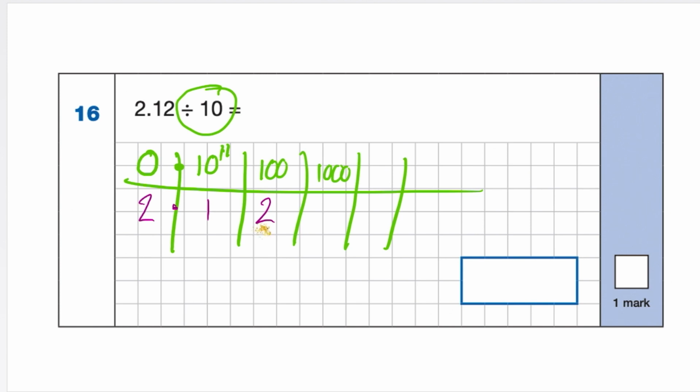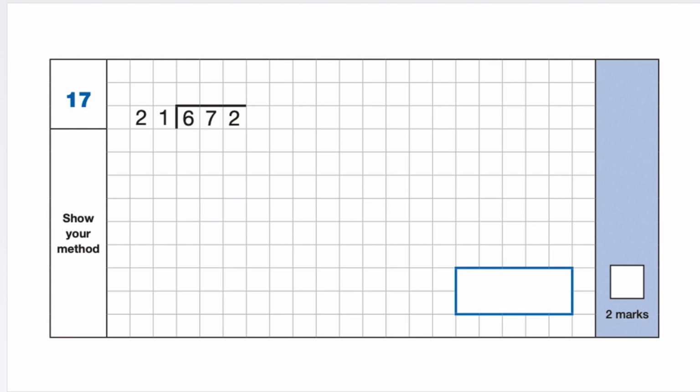And now when dividing, I'm going to be moving them down the place value chart. So this 2 in the hundreds column comes into the thousandths. The 1 goes into the hundredths. The 2 goes into the tenths. And I've got nothing in front of the decimal, so I could just put a 0. So my answer is 0.212.